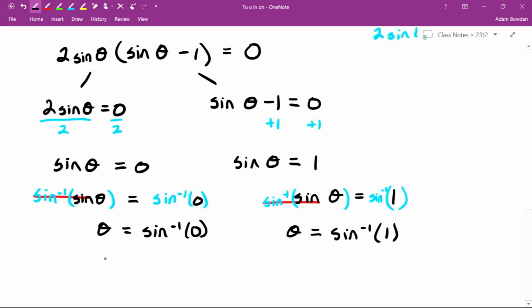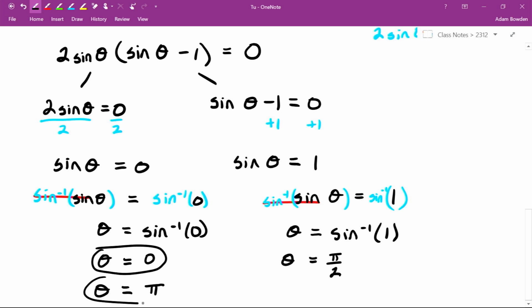For sine to be equal to 0, there are two places where that happens, either at 0 radians or degrees or pi radians. For sine of theta equal to 1, there's only one place where that happens, and that's at pi over 2. So we technically have 3 answers that we get out here, 3 solutions for theta.